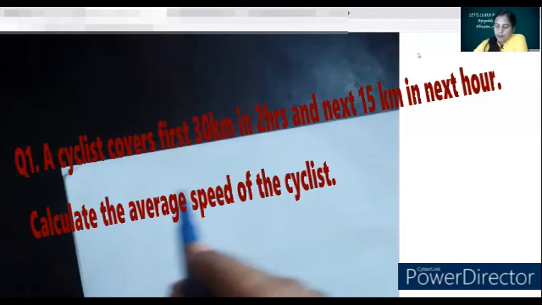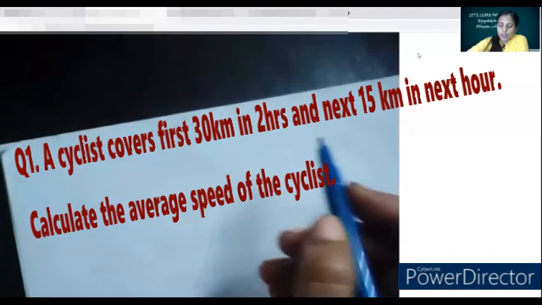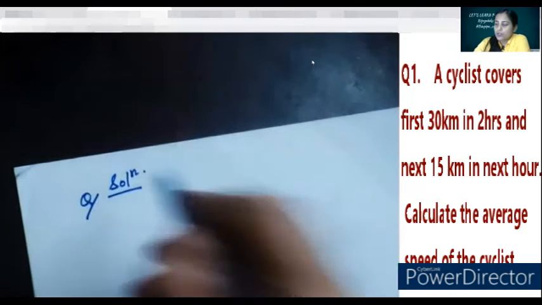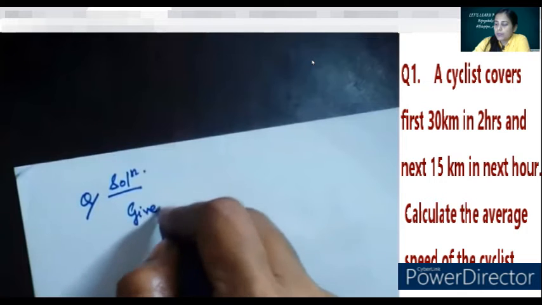Do it. Now let's move on to the first question: a cyclist covers the first 30 kilometers in 2 hours and 15 kilometers in the next hour. Find the average speed of the cyclist. For this type of sum, according to the definition of average speed, we have to calculate it as total distance by total time taken.